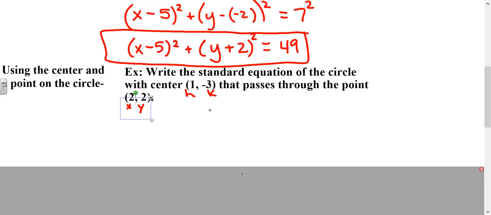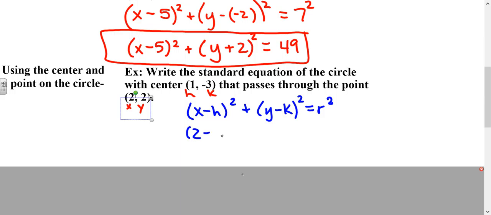So I would do (x - h) squared plus (y - k) squared equals r squared. That's my standard equation of a circle, and you need to have this memorized. So I know x is 2. So I have (2 - 1) squared, plus, and then y is 2, minus negative 3, squared equals r squared.